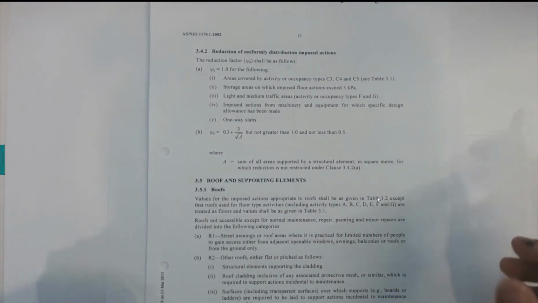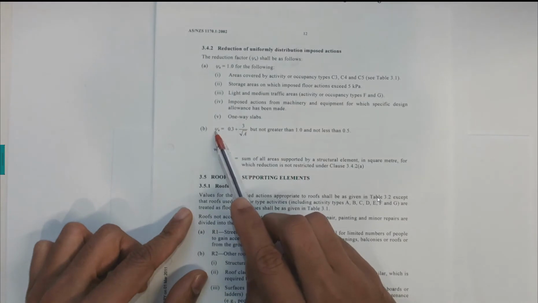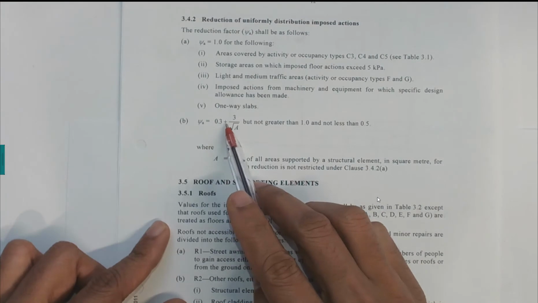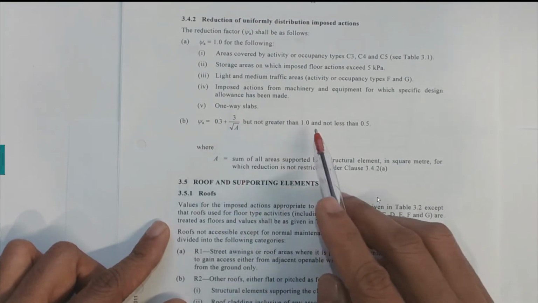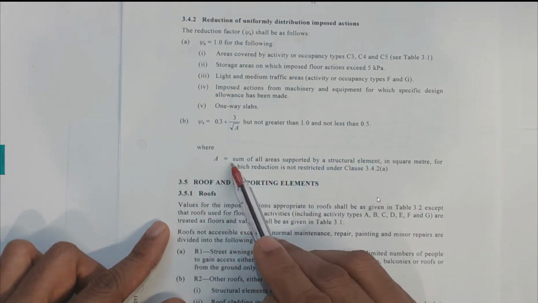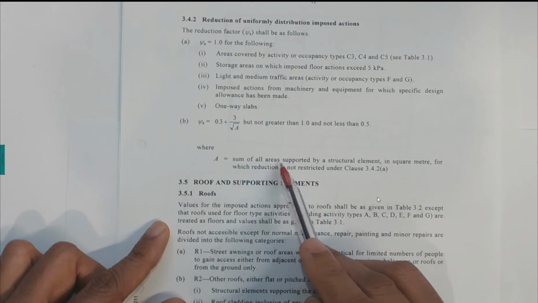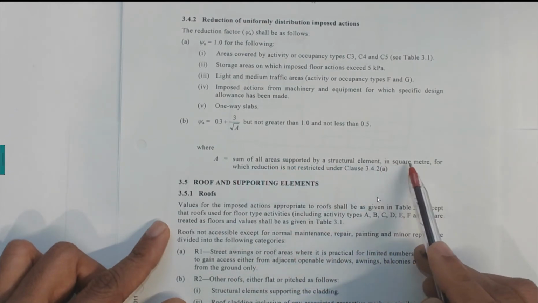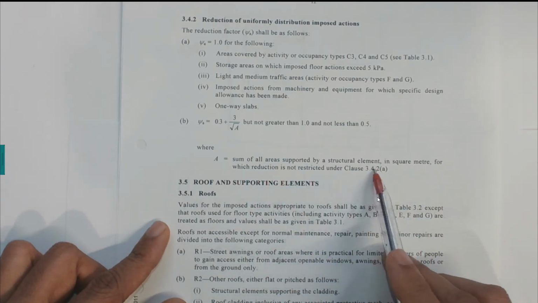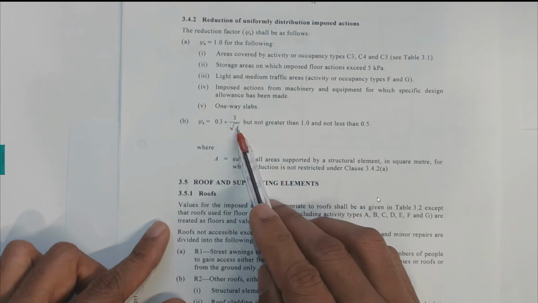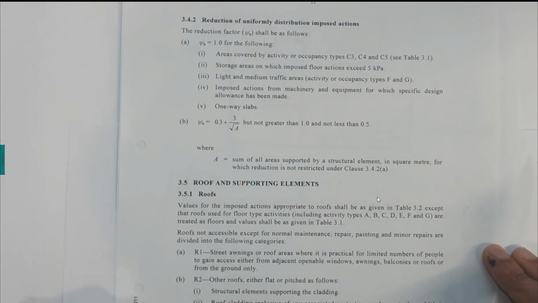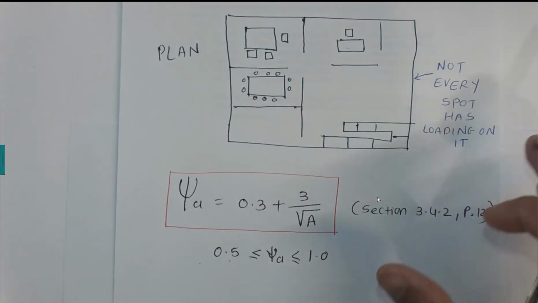In the Australian standard section 3.4.2, it has given live load reduction 0.3 plus 3 on square root A, and it should not be greater than 1 but not less than 0.5. Now, very important concept: A is the total area. You can say it is the sum of all the areas supported by the structural element, in meters square, for which the reduction is not restricted under clause 3.4.2. So very important concept, A is a total area, it's not an individual area. Now back to our example.